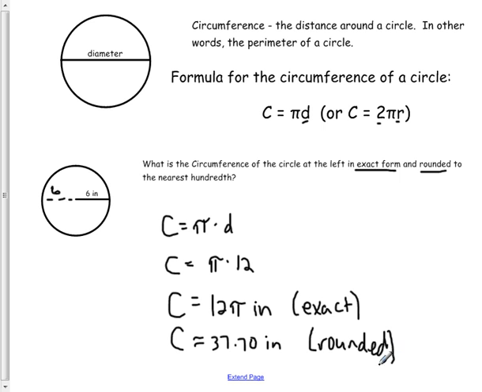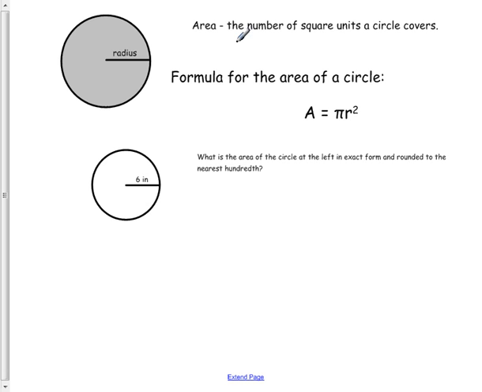So depending on what the instructions are on your assignment, if it says exact answers, you just leave it without typing in your calculator. If it's rounded, then you actually type it in your calculator and figure out what it is. Okay, so let's look at the area. And the area is the number of square units a circle covers. So the area is all this shaded stuff. And the formula for the area of a circle is pi times the radius squared. So whatever our radius is, we take that to the second power and then times it by this magical number pi.